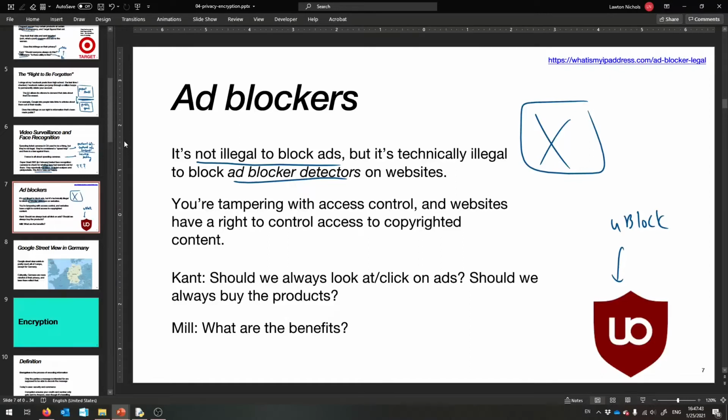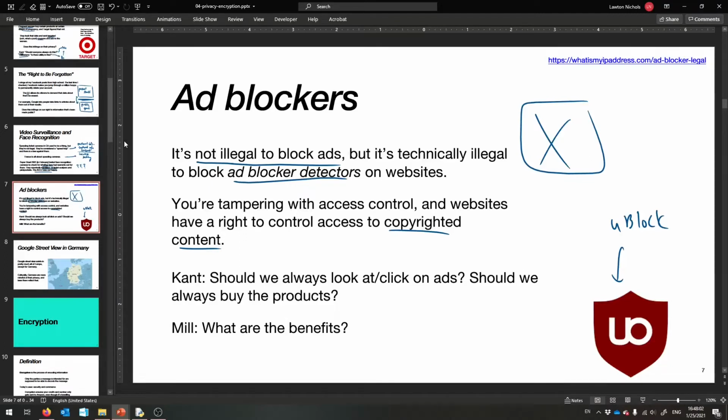So the reason that that is illegal is because you're tampering with a certain kind of access control. And these websites, they're allowed to have access control. They have a right to control access to the copyrighted content that they are likely displaying to you. Okay, so that is a little bit of a gray area again.